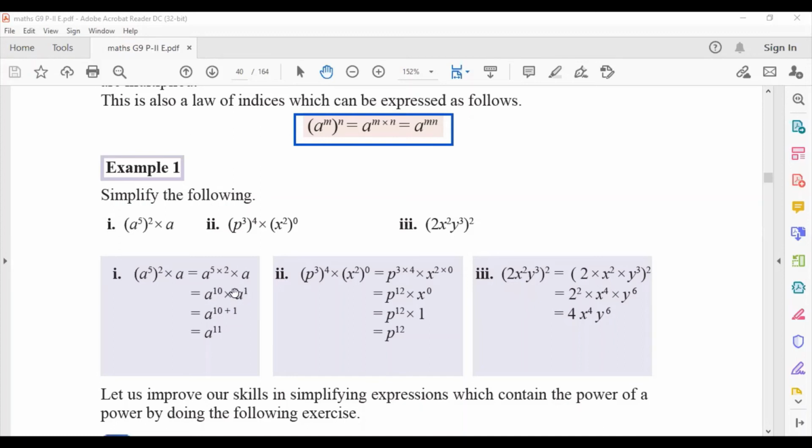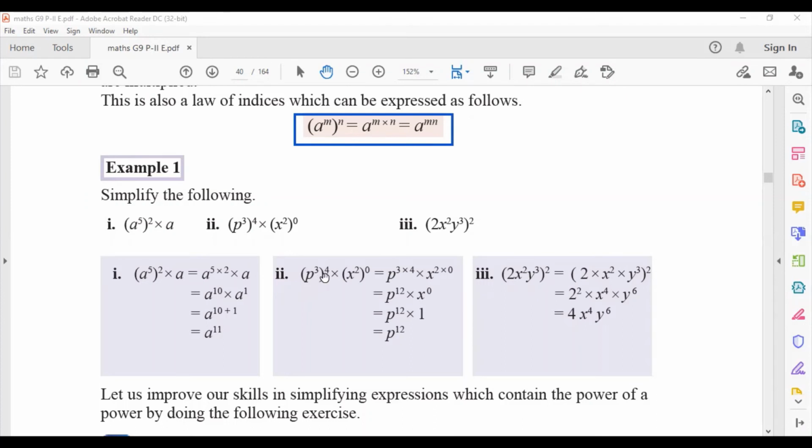Then when we are multiplying the same bases, indices should be added. 10 plus 1, 11. Here you use this law of indices. When there is a power of power, you should multiply these two indices and get the result. Like this, right? Here the power of power is a to the power 5 to the power 2. Power of power.